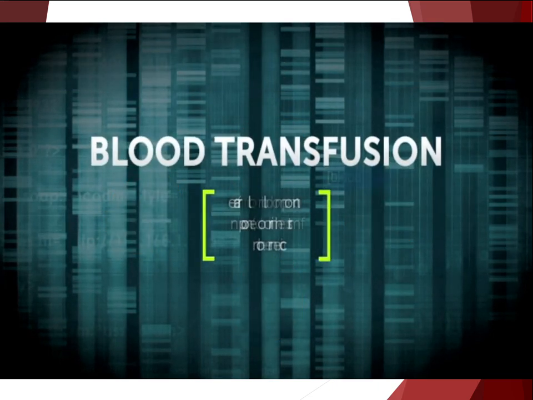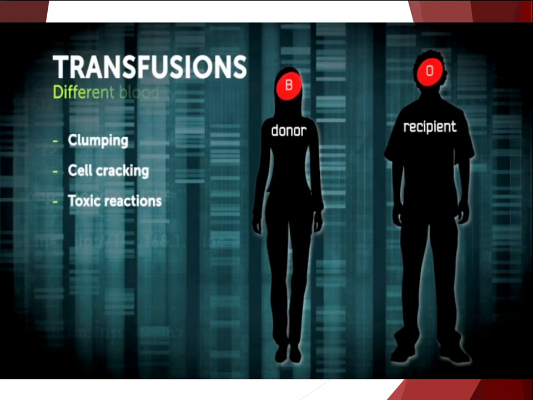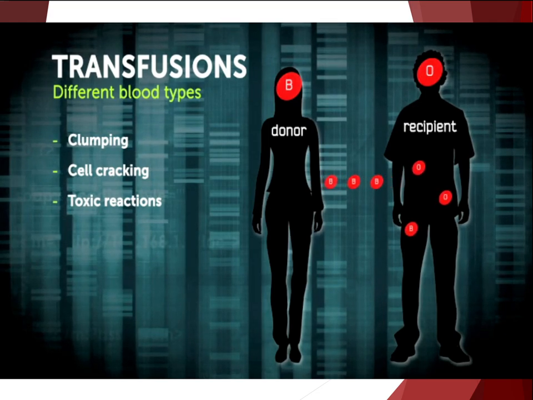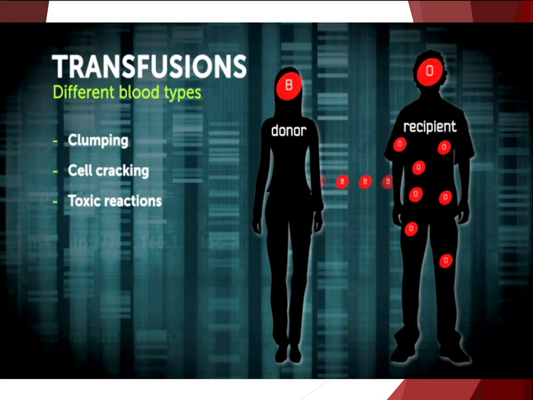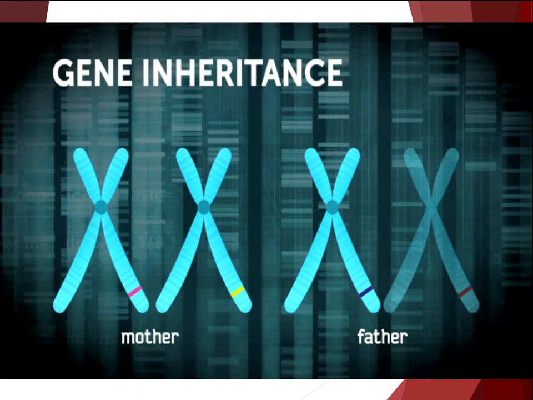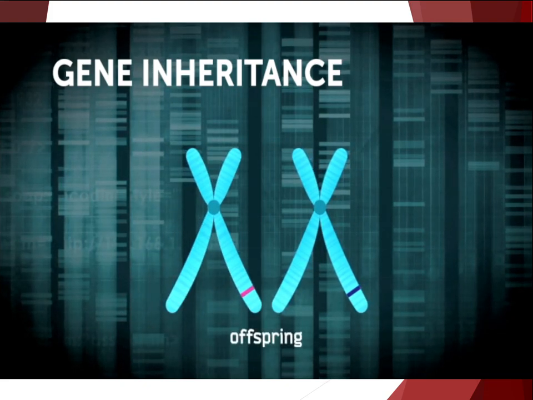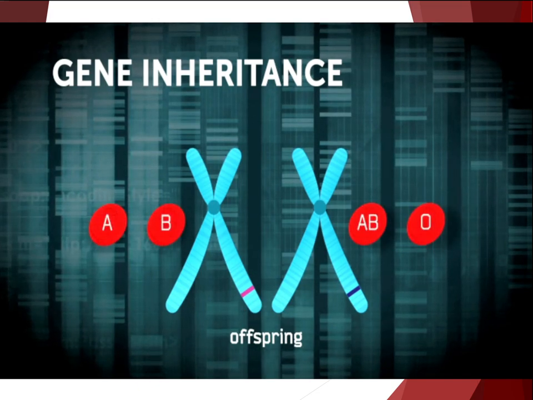You see, when the blood from two individuals with different blood types is mixed, the recipient's blood cells may contain antibodies against the donor's blood cells, which can lead to blood clumping, cells cracking, and toxic reactions, which can have fatal consequences. Blood type is inherited from our parents, and one gene is responsible for the ABO blood group system, producing four possible phenotypes for human blood: A, B, AB, and O.